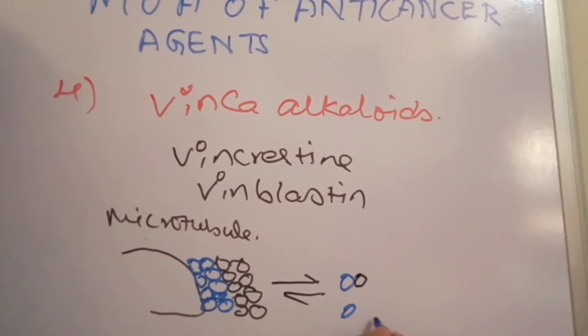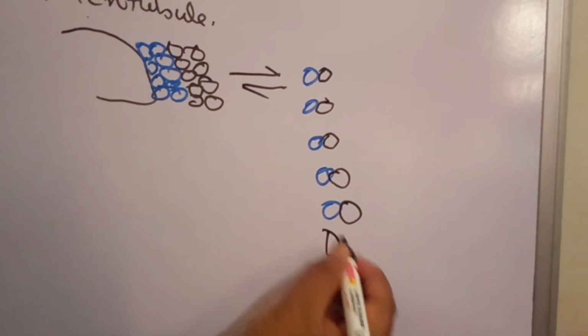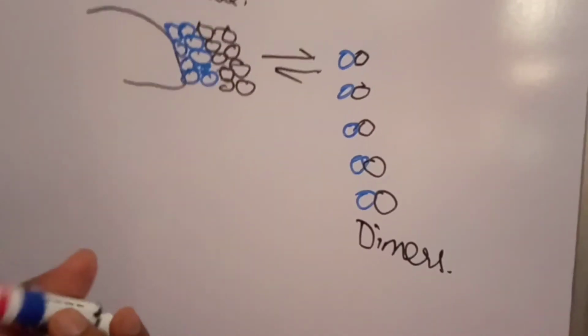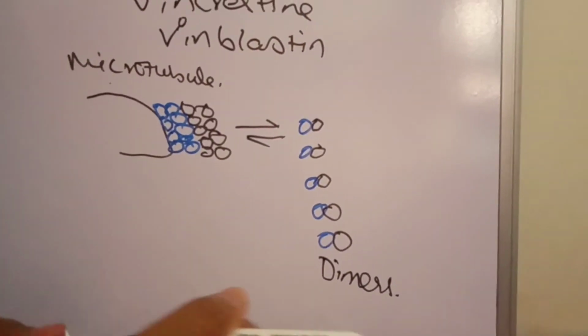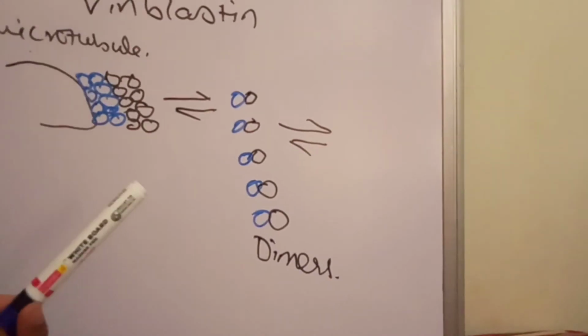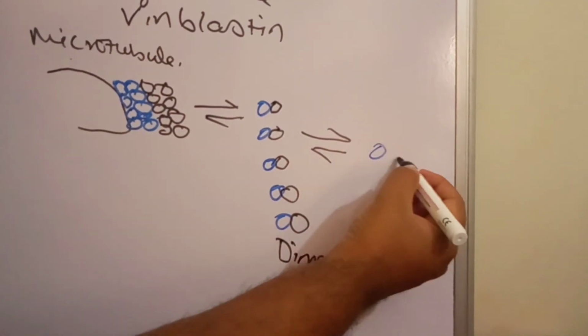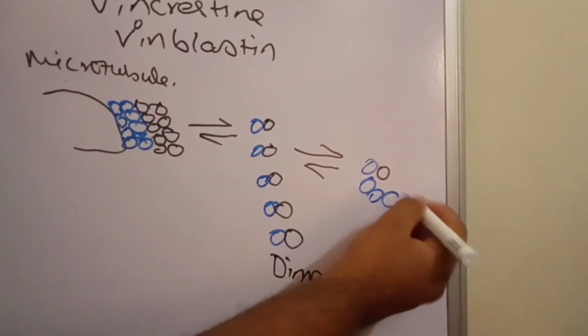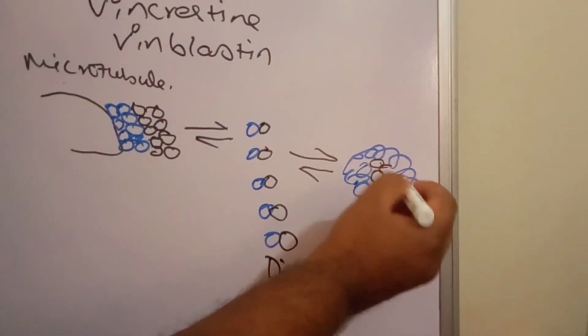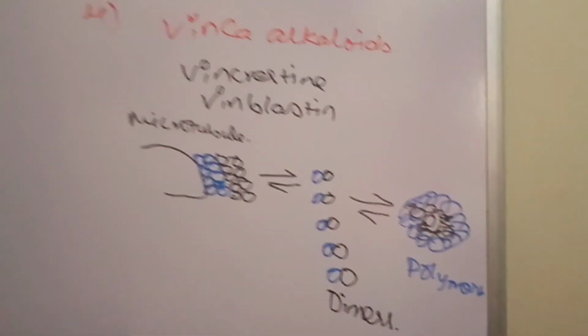Let me draw first. They form dimers. Now when dimers are formed, what happens in the general mechanism? The dimers will undergo polymerization, followed by cell division. Polymerization takes place, and n number of units are formed. The dimers get separated, then the polymerization takes place, thereby cell division. So dimers are converted into polymers. This is a normal cell division.